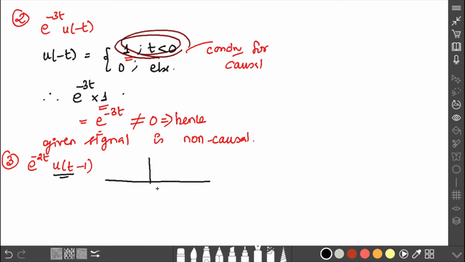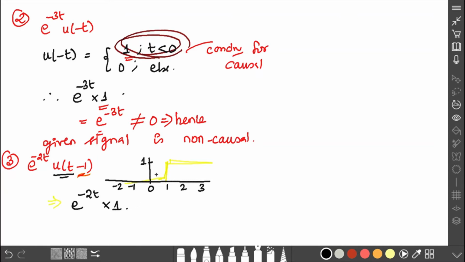Next one is e power minus 2t u of t minus 1. So u of t minus 1 you have to find. So you have to shift the signal by 1 to the right. The signal becomes a value of 1 for t greater than 1. That is, this is a unit step signal which has a shift of t minus 1.